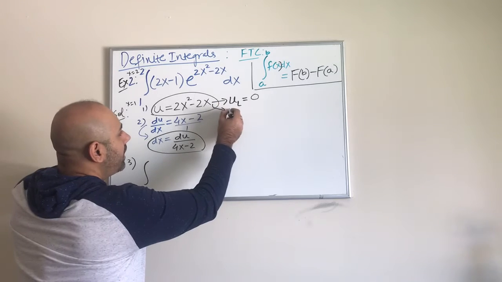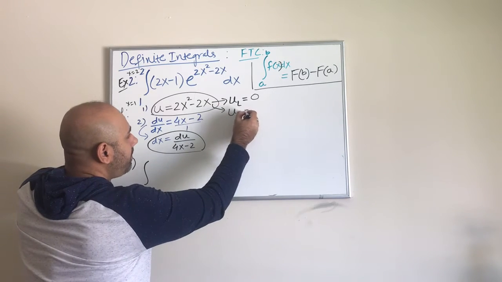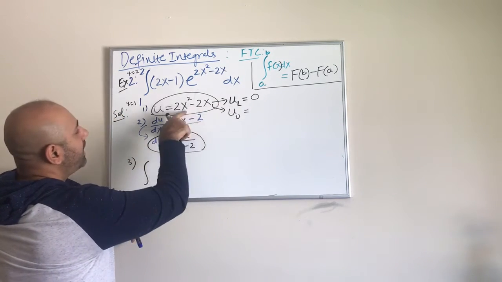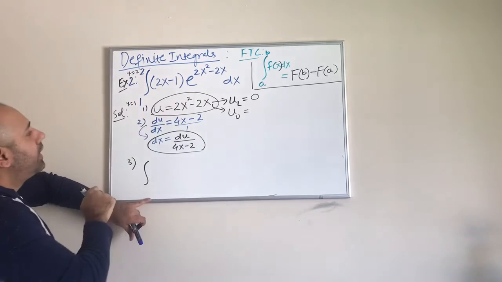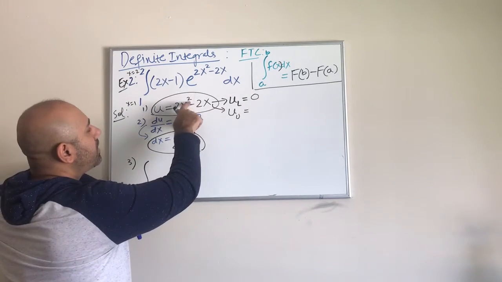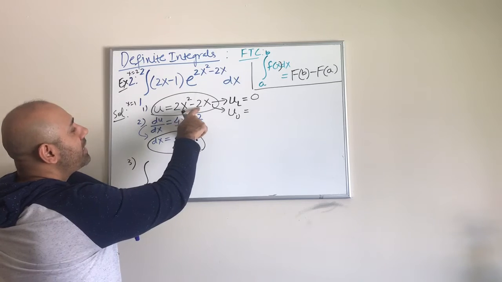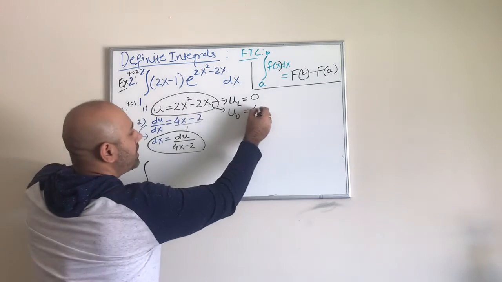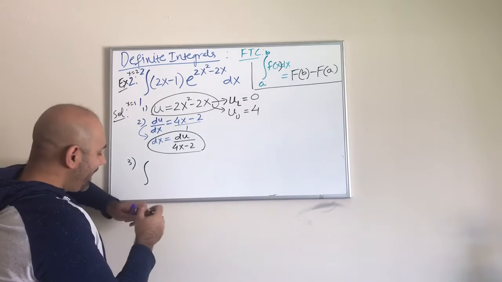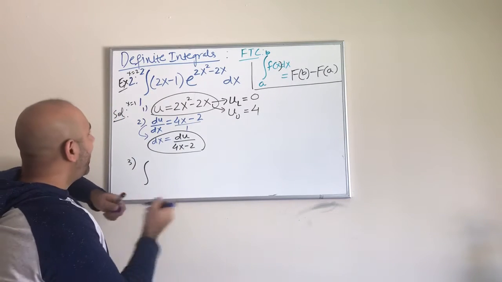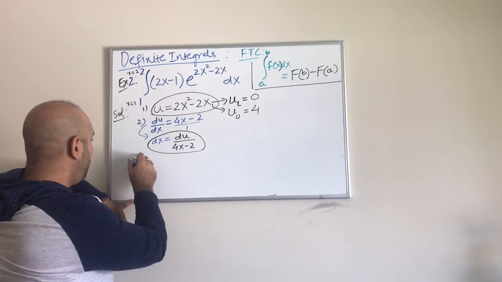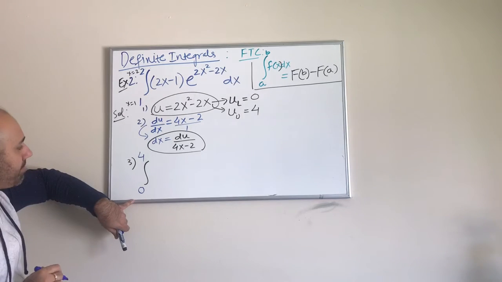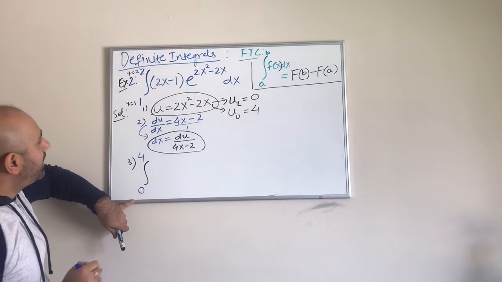Similarly, we got to find the u upper limit. For the upper limit, now you have to substitute x as 2, right? And when you do that, 2 squared is 4, 4 times 2 is 8, 8 minus 2 times 2 is 4. So it's basically 8 minus 4, which is just 4. So the lower limit and the upper limit are different now. It's 0 to 4, okay? That takes care of the lower limit and the upper limit.